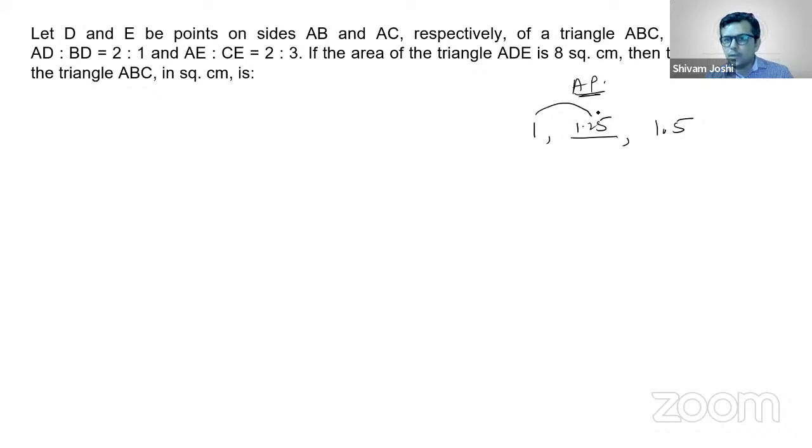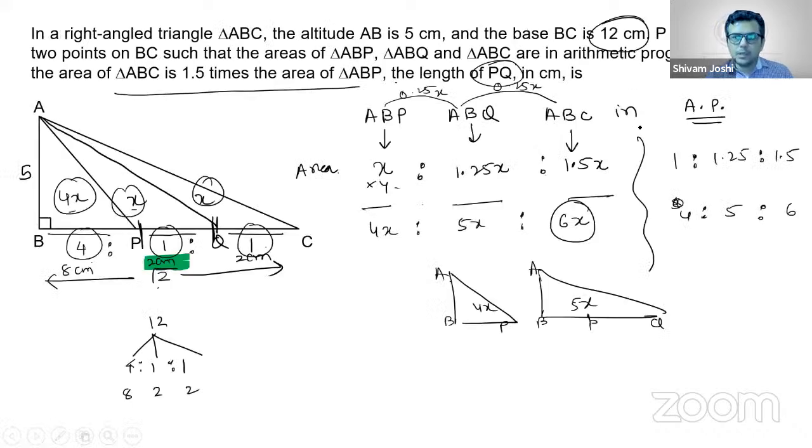This is 0.25. This is 0.25, correct? This is how it is AP. And that's what we have used here, 0.25x, 0.25x.